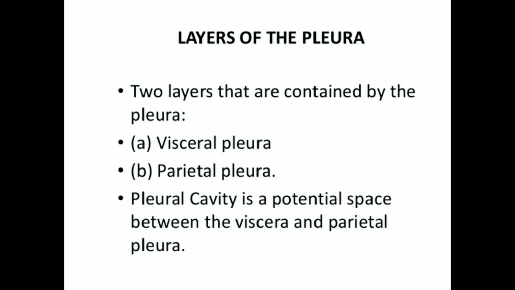So remember, the pleura has two layers: the visceral pleura and the parietal pleura. Between the two layers of the pleura, there is a space. That space is called a cavity, the pleural cavity. So the pleural cavity is a potential space between the visceral and parietal pleura.